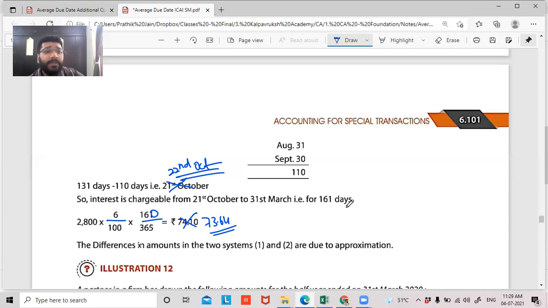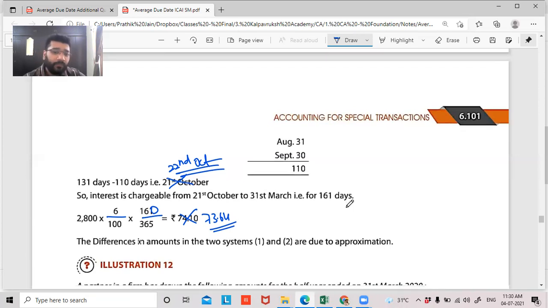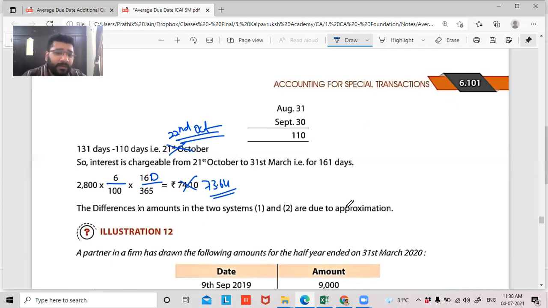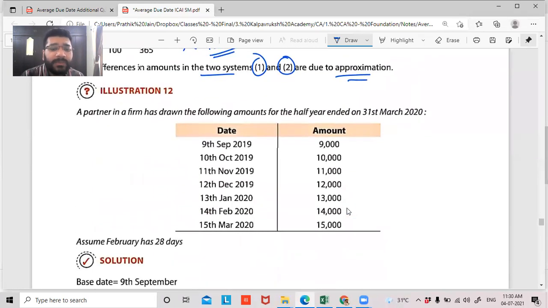So guys, as per the average due date also, we got interest 73.64. And as per the normal method also, we got 73.9, guys. So 73.64, if you round off, it will come to 74. And even 73.9, if you round off, we'll get 74. So they've given that the difference in the amounts in the two systems, that is, the first system is the ordinary system and the second is the average due date, is due to approximation, because we do approximate calculation. So there could be a difference. It is unavoidable. All those who have done illustration 11, please head towards illustration 12, guys.